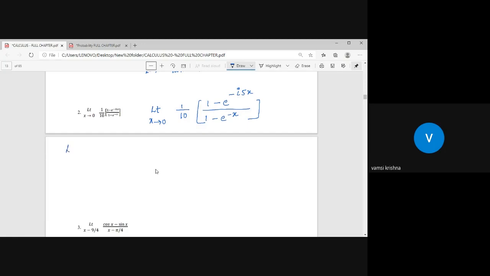Yes, here we have limit x tends to 0, 1 by 10 into, let us apply L'Hospital's principle. So differentiating both numerator and denominator, differentiation of 1 is 0 minus e power minus 5ix, minus i e power minus i into 5 into x, because e power x differentiation is e power x, and minus i into 5x differentiation is minus i into 5.